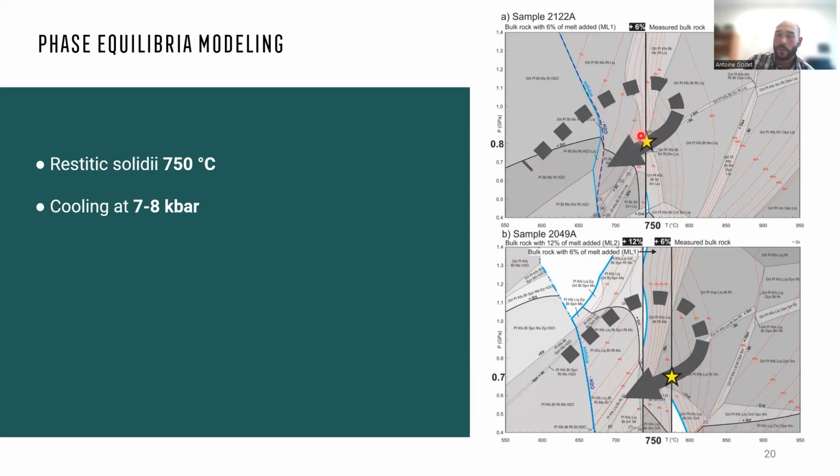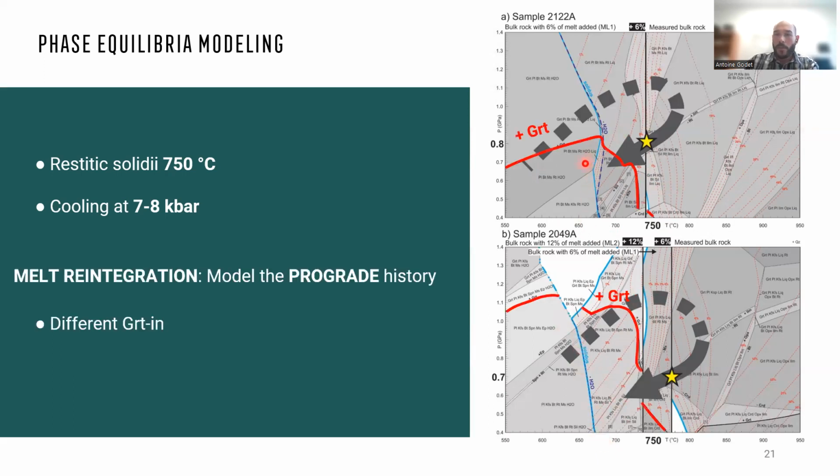We reintegrated about 6% of melt in that sample 1, and about 12% of melt in sample 2 until reaching the hydrated solidus. The main difference, if you look carefully, is the location of the garnet-in. So in that first sample, the garnet-in is expected or modeled at relatively low pressure in subsolidus conditions. And in that second one, the garnet-in is expected at higher pressure and higher temperature in suprasolidus conditions. I'm going to go back to this in a few slides. This is important in our story.